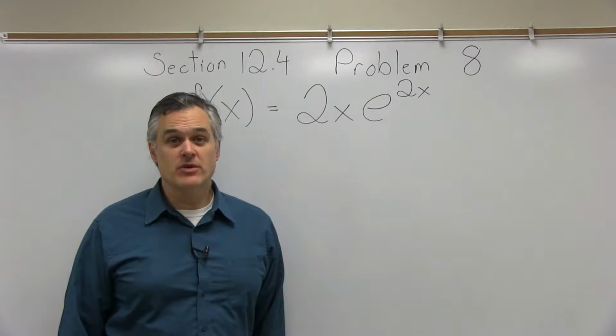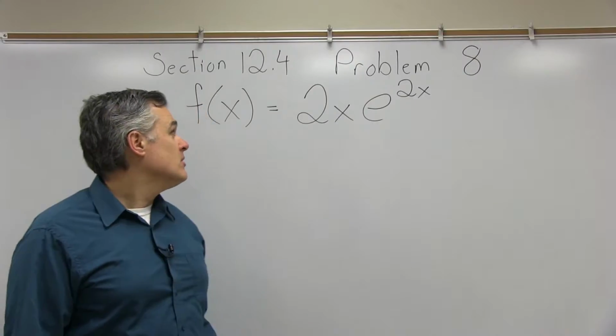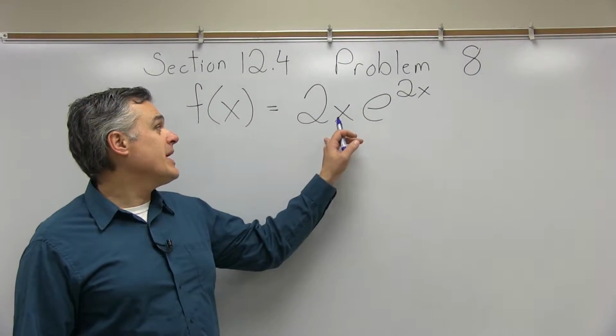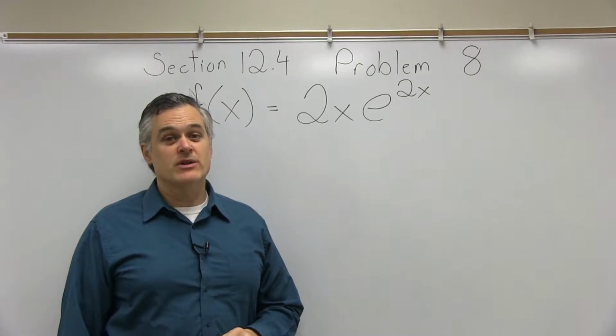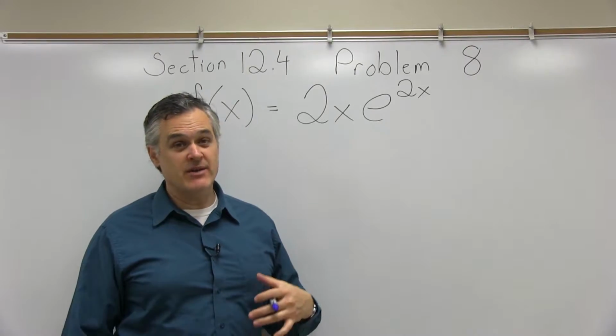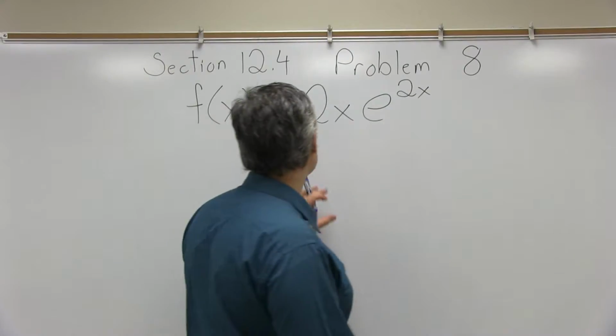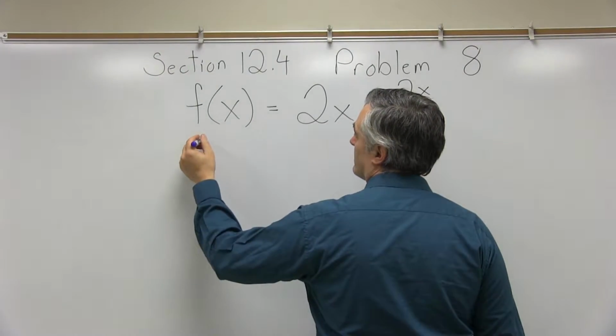This is Section 12.4, Problem number 8. We have a function f of x equals 2x e to the 2x power, and we want to take the derivative of this function. So what you have to realize before you even start doing anything is what we have here is a product.